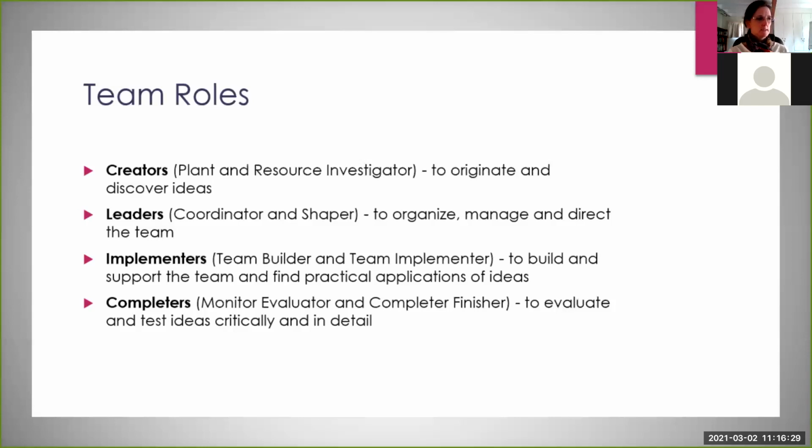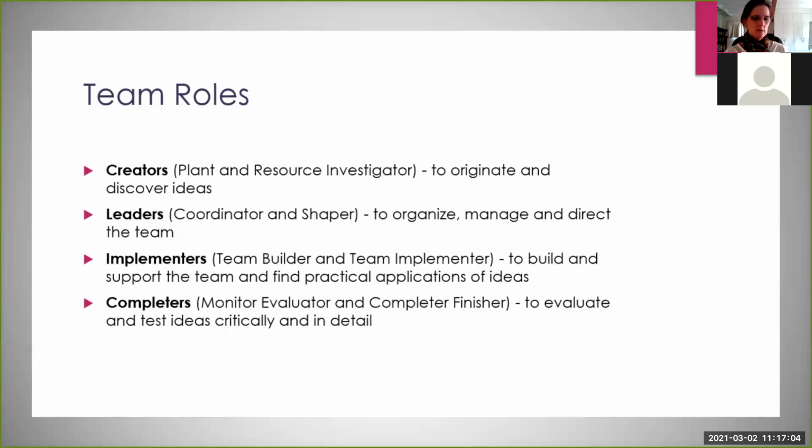Then you get the implementers. These are the ones who build the team, they get the team working, they support the team, they find practical applications of ideas. So they're kind of the doers. Okay, so the creator comes up with an idea, the implementer will say, oh, no, we can do it like this. And they get going. And then you get the completers. Okay, these are the ones who check, who finish up with attention to detail. They monitor and evaluate. They test ideas critically in detail. They're sort of the more analytical thinkers, and that kind of thing.